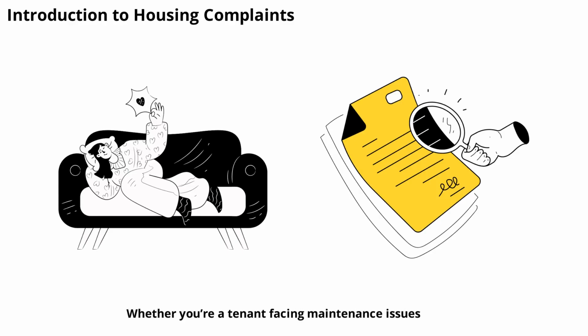Whether you're a tenant facing maintenance issues or a homeowner dealing with neighborhood disputes, understanding how to file a complaint is essential. Many people feel overwhelmed by the paperwork and procedures, but the process is more straightforward than you might think. In this video, we'll break down each step from identifying the problem to submitting your complaint and following up. By the end, you'll feel confident about addressing your housing concerns through the proper channels.